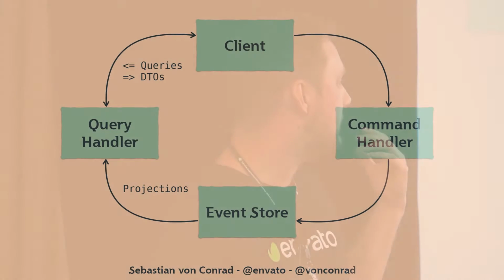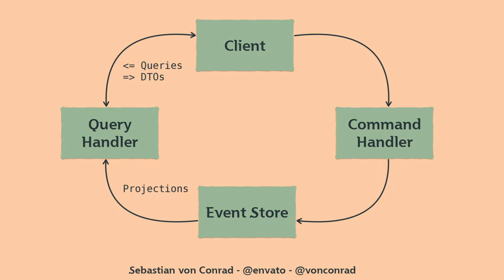On the other side, we have a client, and a query handler which has something called projectors. These projectors maintain projections that are basically views of data. They're materialized views of data, and then the client can query these projections for whatever information they want.